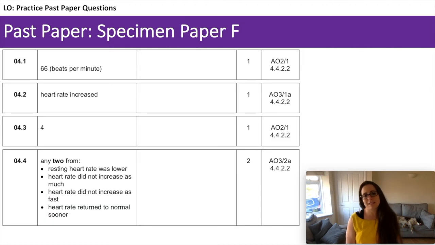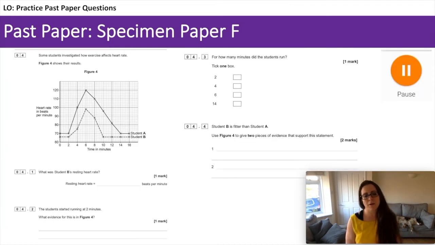And the answer is 66 beats per minute. You can see this from the graph. So if we look at student B, they are the little dashed line. As you go up the y-axis, you can see that their resting heart rate, their lowest heart rate, where it's a straight flat line, is at 66 beats per minute. They started running at 2 minutes. Well, that was when both of their heart rates started increasing. How many minutes did they run for? Looking at the graph, they started at 2. It looks like they stopped at 6, so 4 minutes.